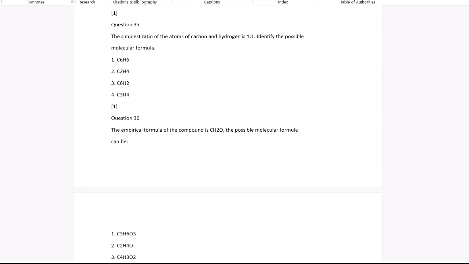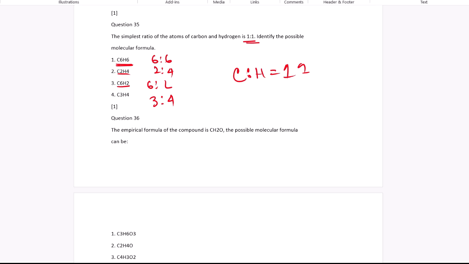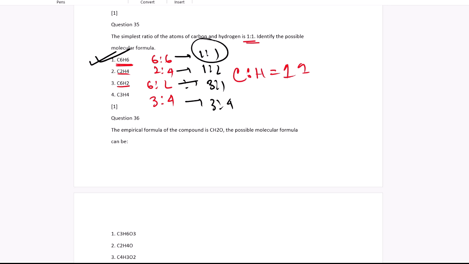The simplest ratio of atoms of carbon and hydrogen is 1:1. Identify the possible molecular formula. So carbon and hydrogen are present in 1:1. C6H6, carbon hydrogen ratio 6:6. Here 2:4. Here 6:2. Here 3:4. So the simplest ratio we have to find out. So here 1:1, here 1:2, here 3:1, here 3:4. So the answer will be the first one, C6H6.